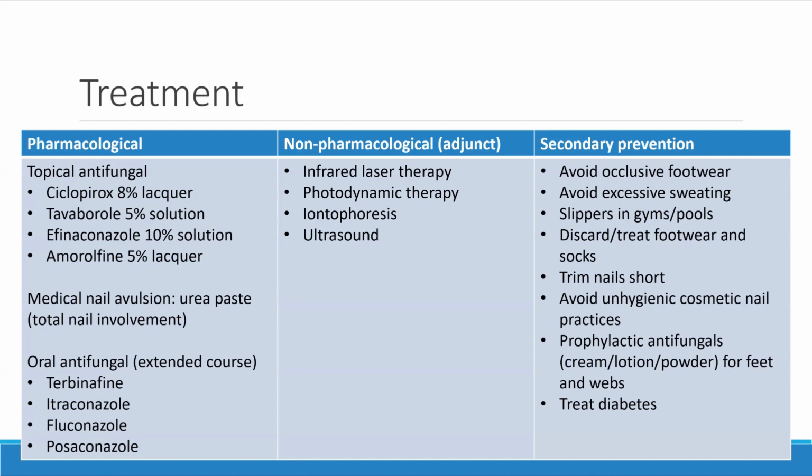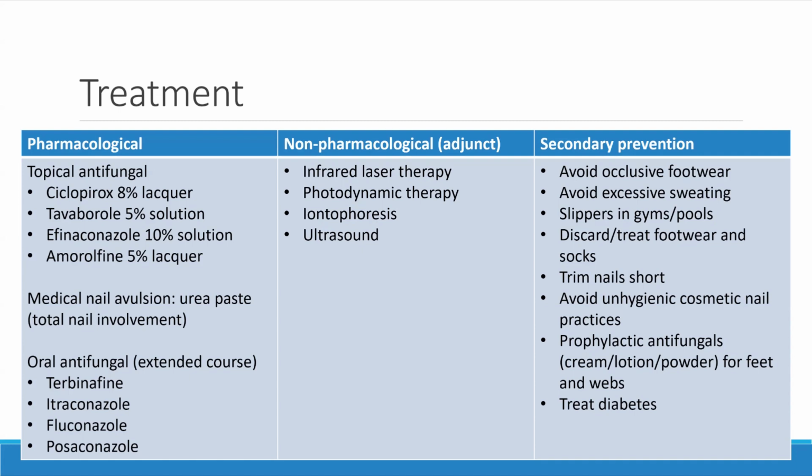These are the various treatment options for onychomycosis. Firstly, pharmacological: topical antifungals such as ciclopirox 8% lacquer, tavaborole 5% solution, efinaconazole 10% solution, or, commonly used in our scenario, amorolfine 5% lacquer. Medical nail avulsion for total nail involvement can be done using urea paste, and for oral antifungals, they may require extended course or pulse treatment. Examples are terbinafine, itraconazole, fluconazole, and posaconazole.